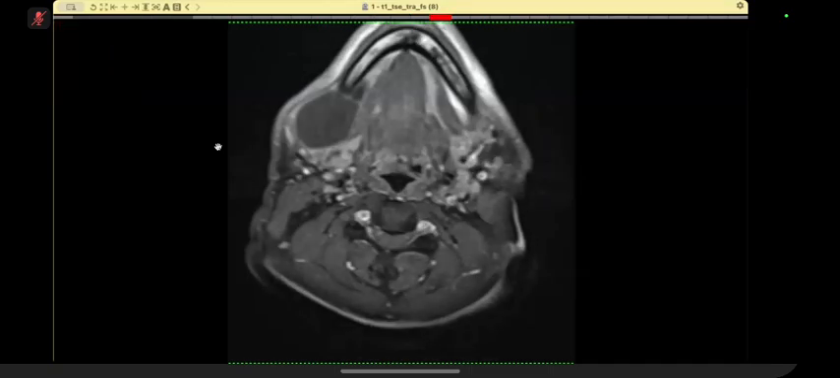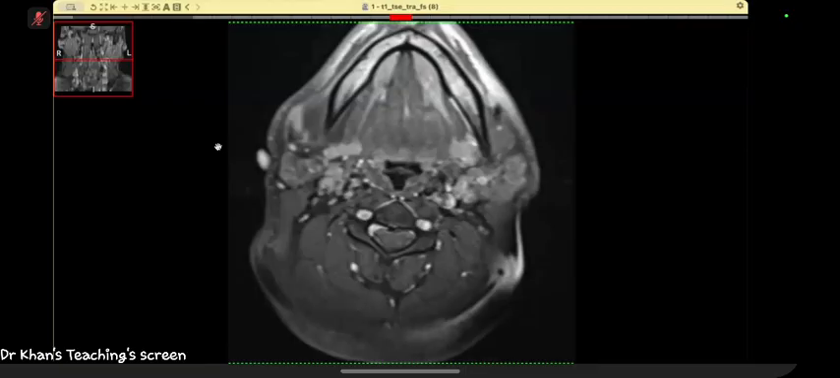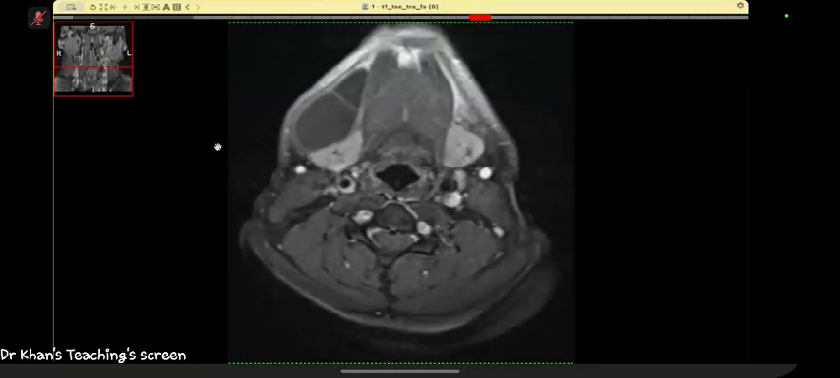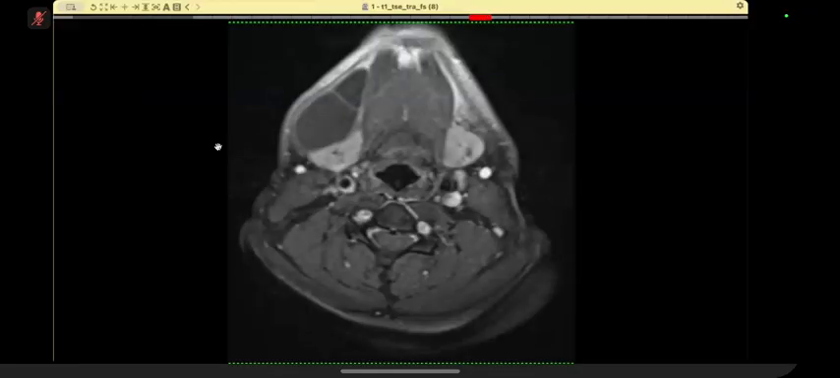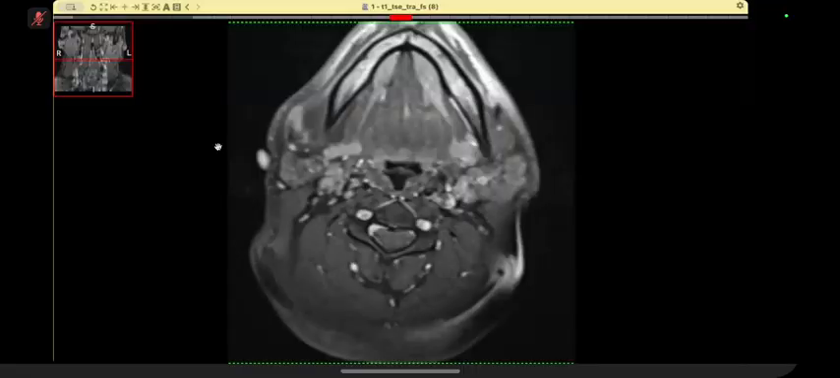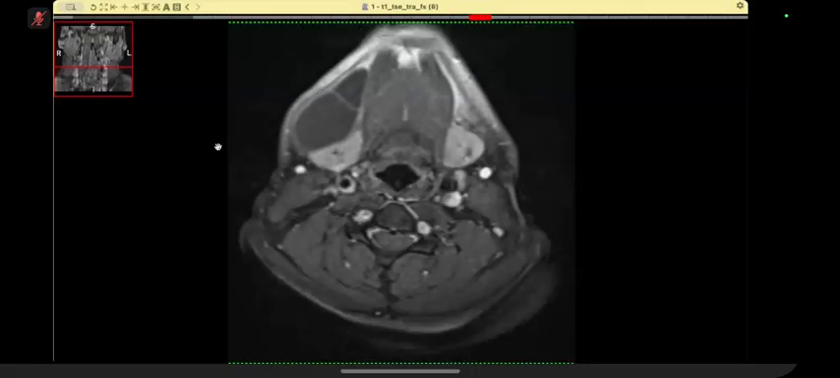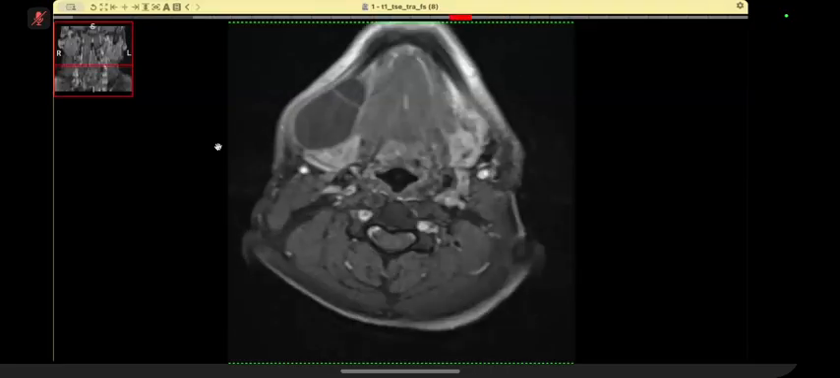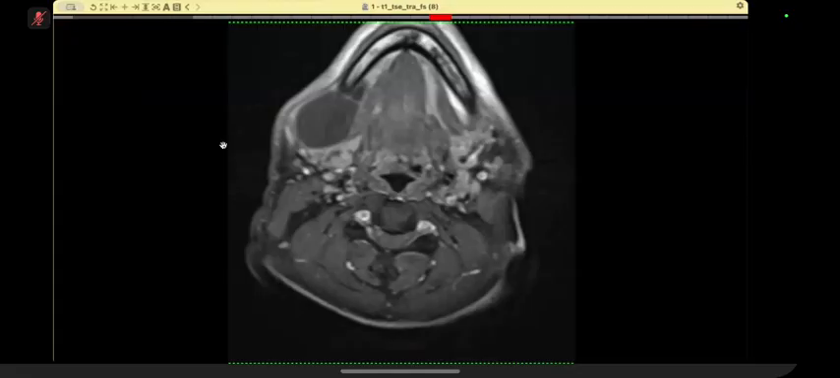Just give me the final diagnosis. Sir, I think this is basically a benign cystic lesion in the submandibular gland region. Either this could be a plunging ranula, or it could be a second branchial cleft cyst. Okay, thank you.